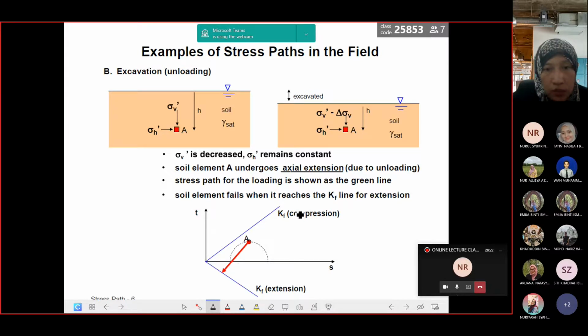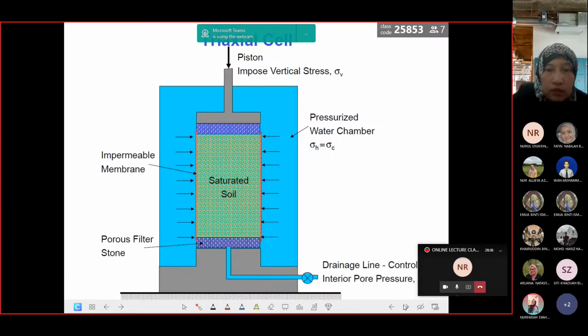So that's why element fails when it reach the KF line for extension. Maksudnya selagi dia tak reach to the KF line tu, dia masih dalam conditions aman. Nanti dia meet to the failure KF line, so the sample is considered fail. As I said kan, bila kita explain theoretically, kita boleh tunjuk few slide just now. However, when we want to present the stress path from field conditions to the site, from the site conditions to the lab conditions, so the simplest way or the best way is conducting triaxial testing.